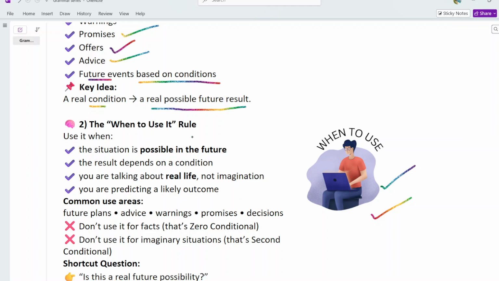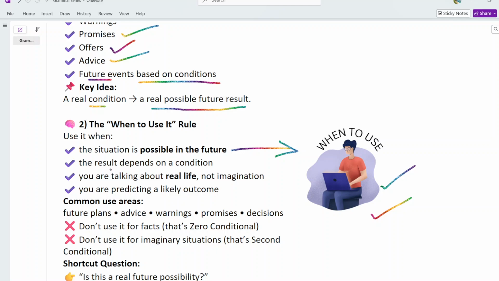It's when to use it, or the rule in regards to when to use it. So when the situation is possible in the near future, and the result depends upon the condition. So we are not guessing randomly, we are saying if this happens then this will follow. Only then are you looking at using your first conditional. All right, so when do we use it? We use it when the situation is possible in the future.